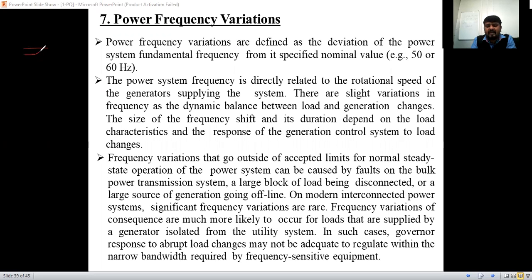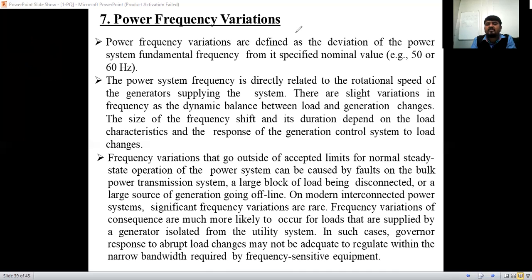Consider a bicycle. Two members are sitting on a bicycle. One person is pedaling, but suddenly one person leaves that bicycle. Speed will increase. Like that, the synchronous motor speed will change here. So load changes mean speed variation will occur, and that will create a power frequency variation.